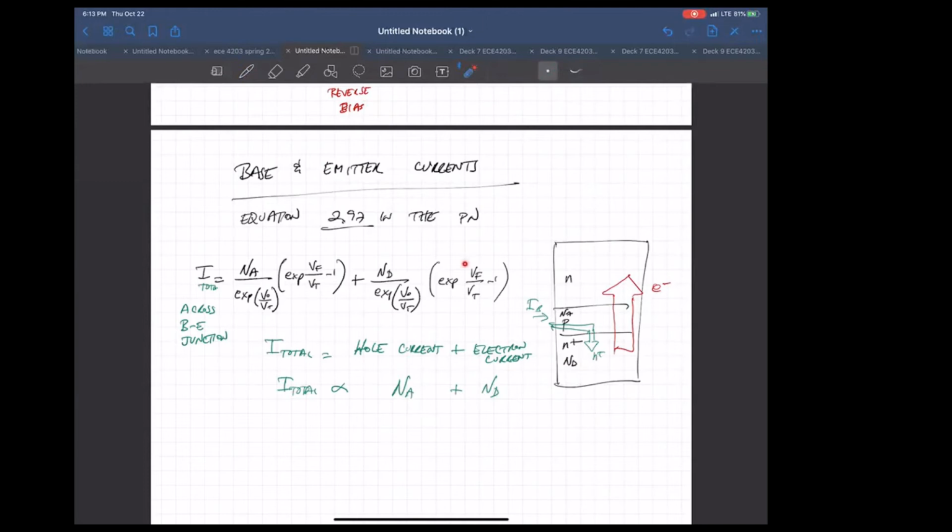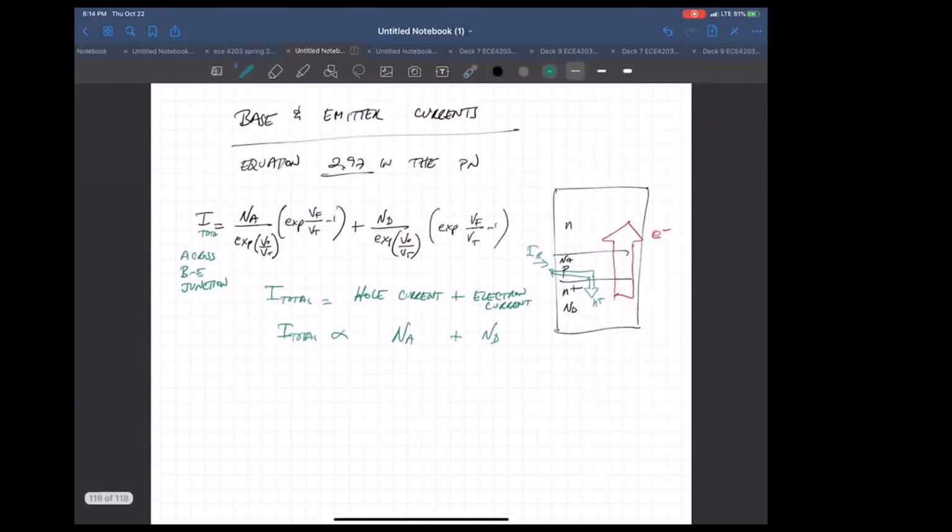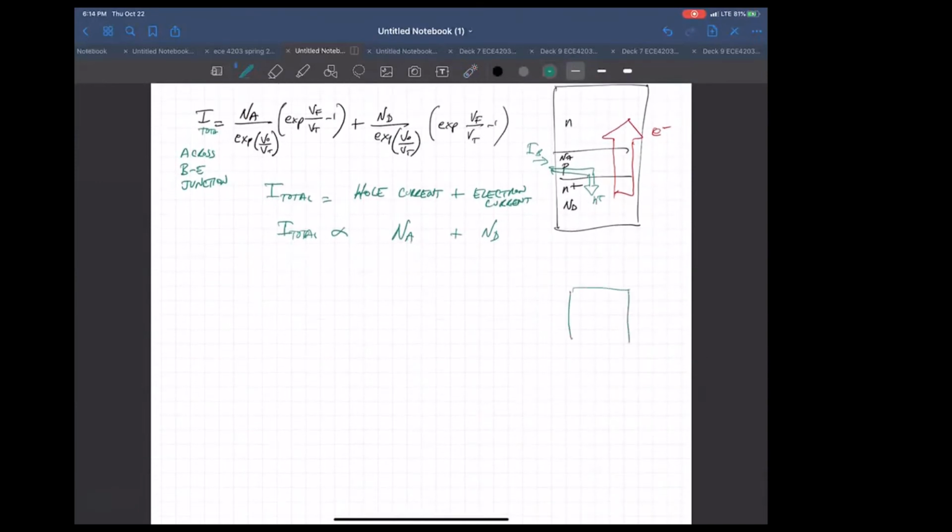Notice everything else here between these two things that make up your total current is the same. The only difference between them is the doping concentration. So the higher the doping concentration of the emitter, the bigger portion of the current is the electron current. If you look at this transistor as a 3-terminal device, for reasons you'll see later, this would be the emitter, collector, and this would be the control. So it'll be the base.